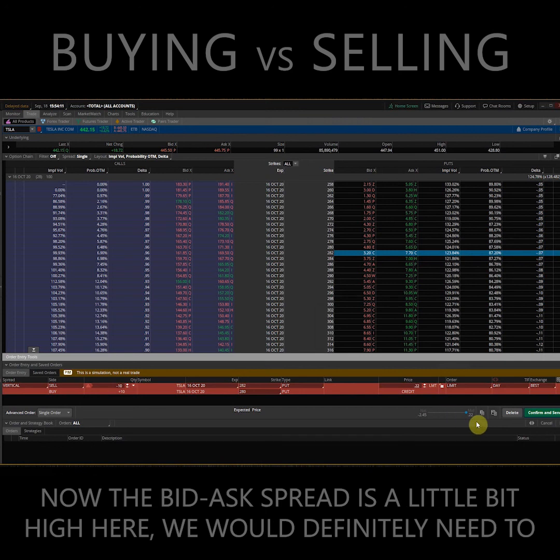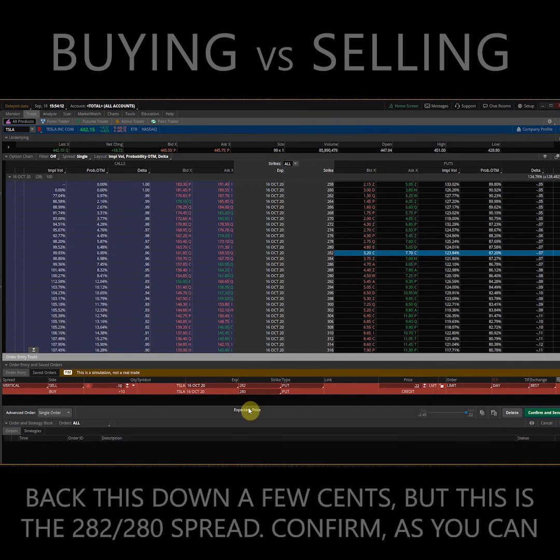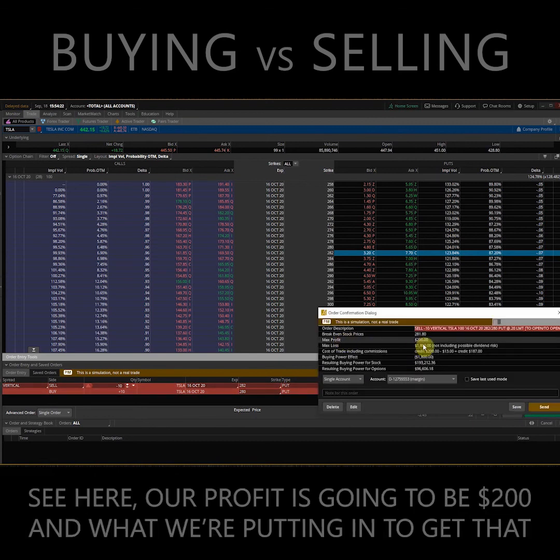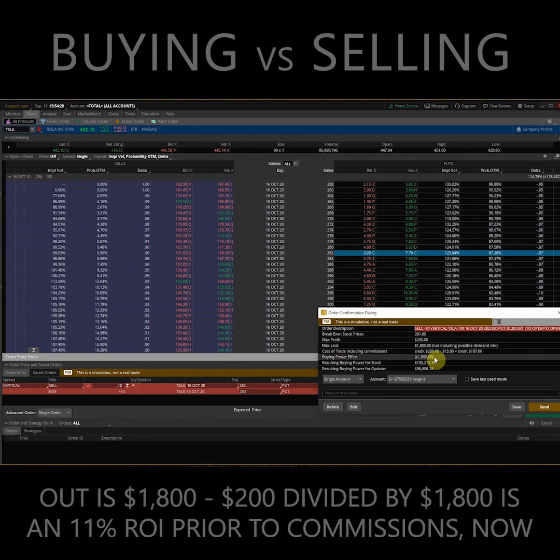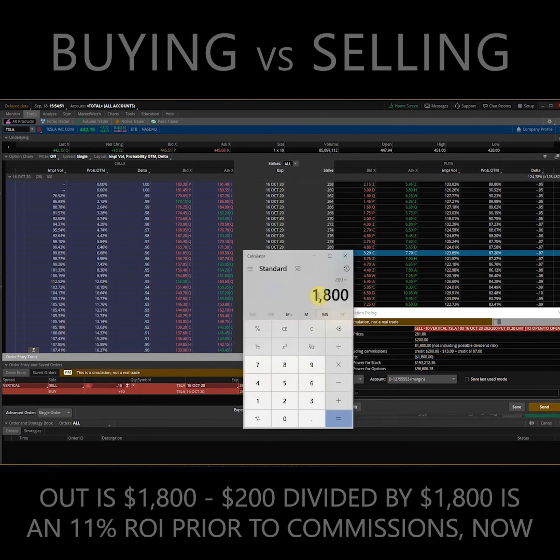Now the bid-ask spread is a little bit high here. We would definitely need to back this down a few cents, but this is the 282-280 spread. Confirm. As you can see here, our profit is going to be $200, and what we're putting in to get that out is $1,800. 200 divided by 1,800 is an 11% ROI prior to commissions.